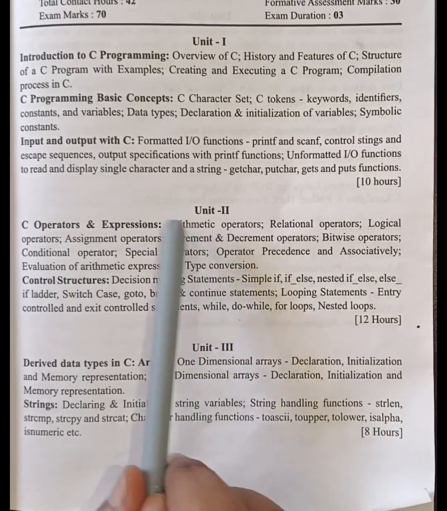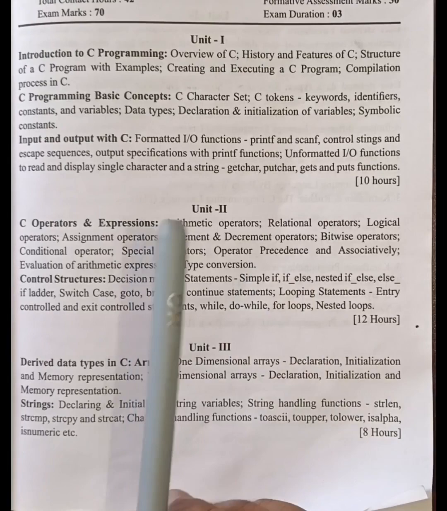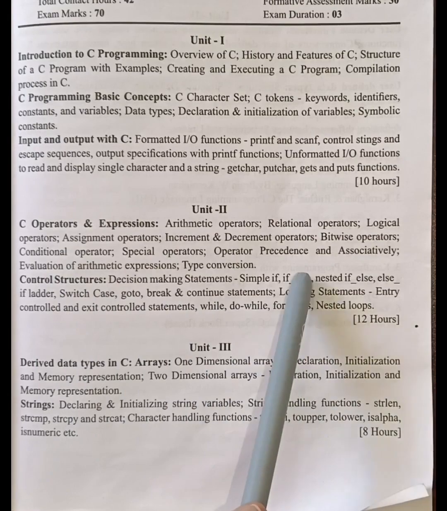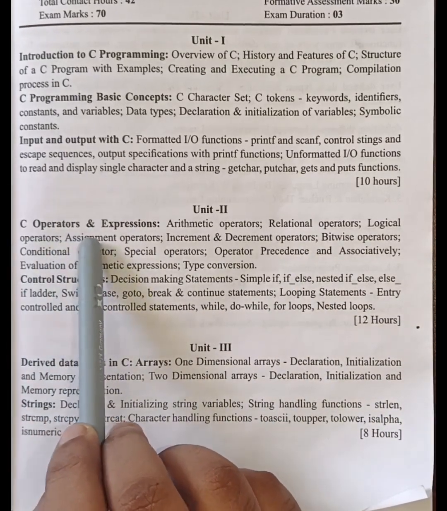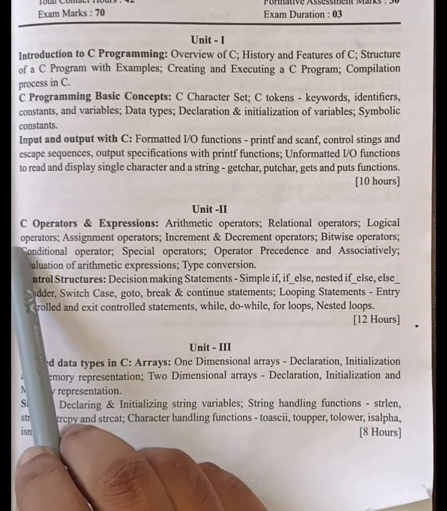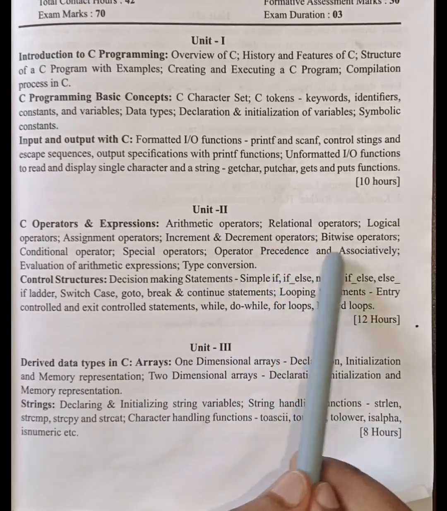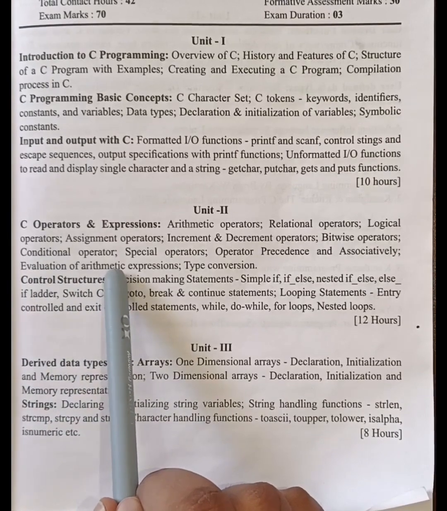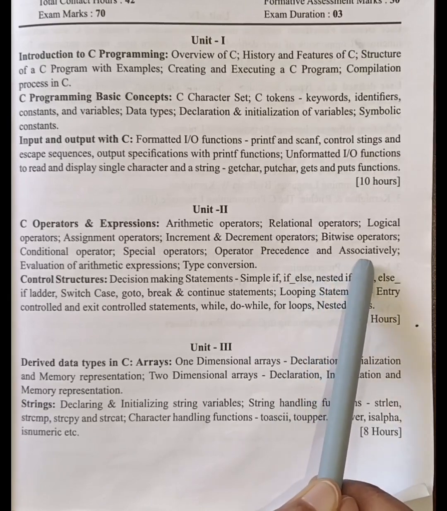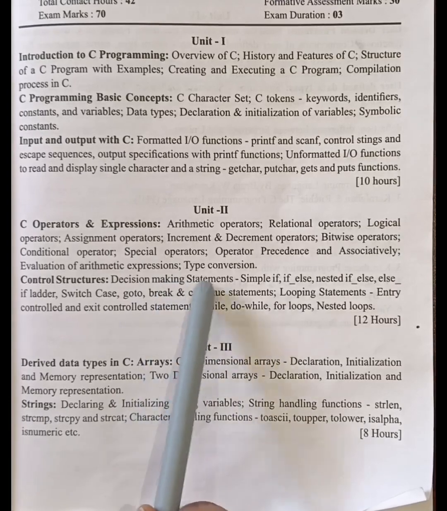In unit 2 you can see 2 chapters here. The first is C operators and expressions and the second will be control structures. In the first chapter, C operators and expressions, we have such topics like arithmetic operators, relational operators, logical operators, assignment operators, increment and decrement operators, bitwise operators, conditional operators, special operators, operator precedence and associativity, evaluation of arithmetic expressions, type conversion.